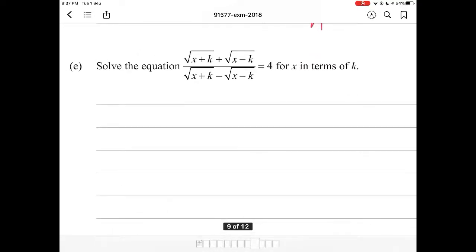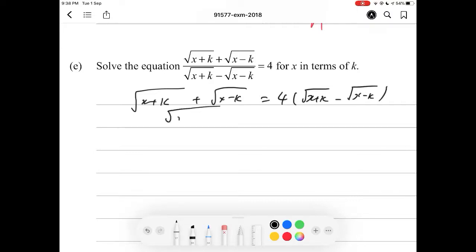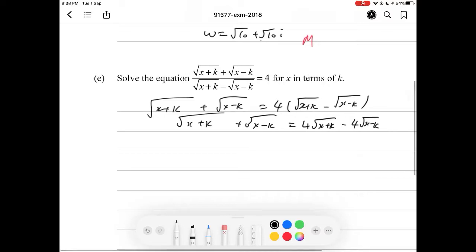Okay, last question here. So what do we have here? We have square root of x plus k plus square root of x minus k, over square root of x plus k minus square root of x minus k, equals 4. So we can just start off with moving the denominator to the other side. So square root of x plus k plus square root of x minus k equals 4 times square root of x plus k minus 4 times square root of x minus k.